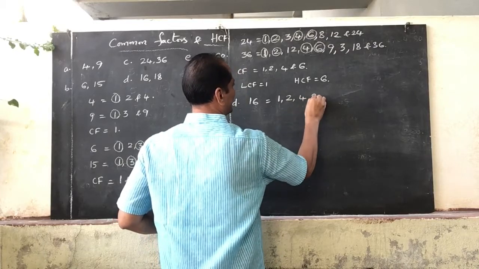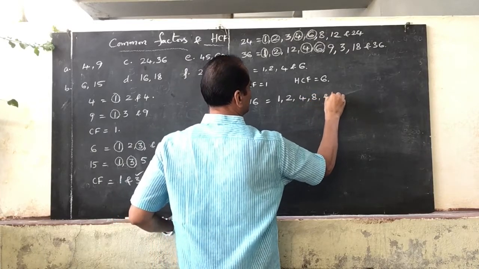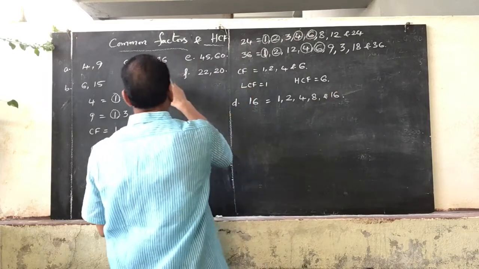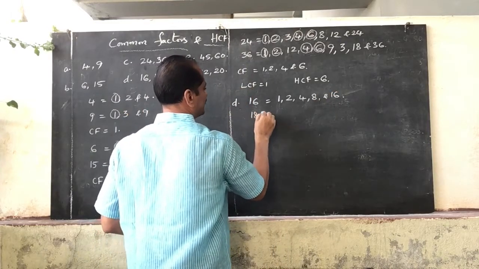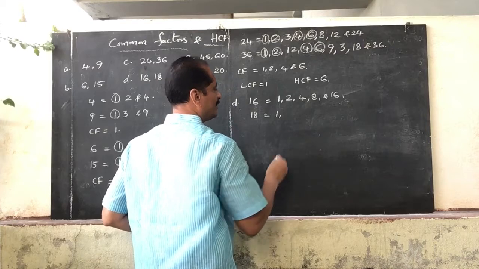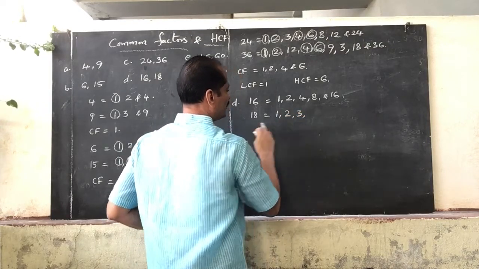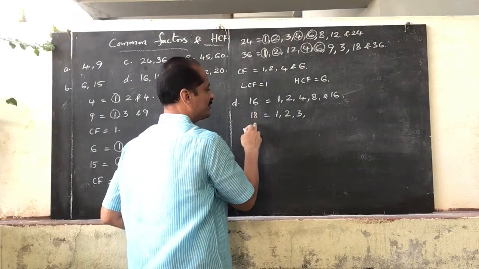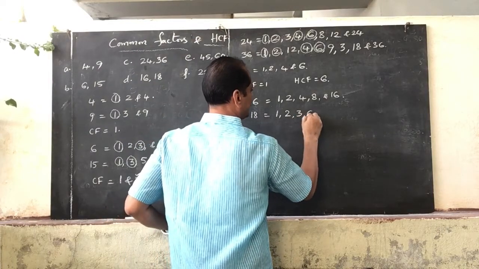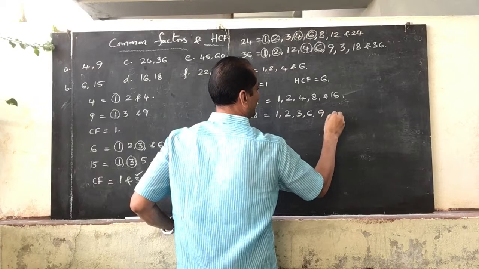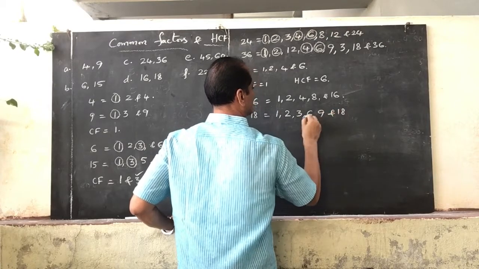So 2 8s, 1 16, and these are the factors of 16. And next, the factors of 18. Find out the factors of 18. 1 18 is 18, 2 9s are 18, 3 6s are 18. It is not divisible by 4, it is not divisible by 5, so it is divisible by 6. 3 6s are 18, 2 9s are 18, and 18. So these are the factors.